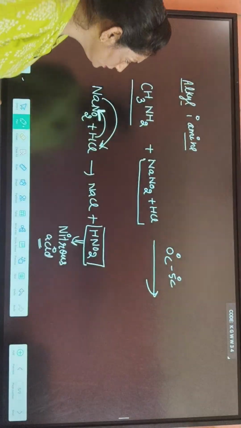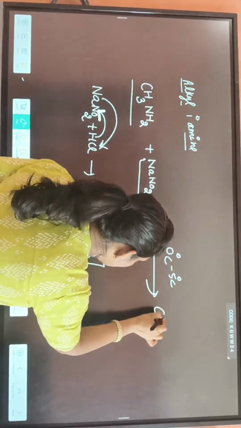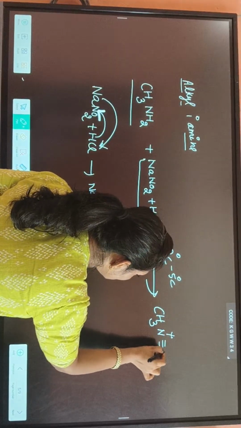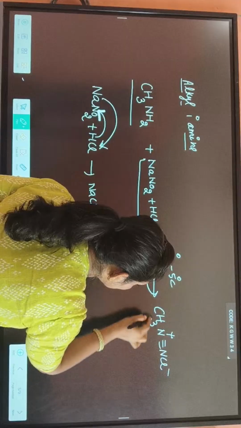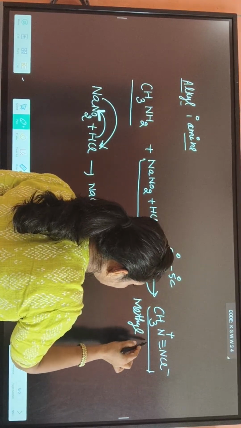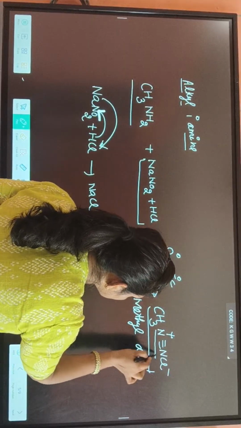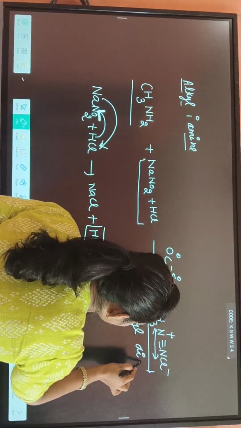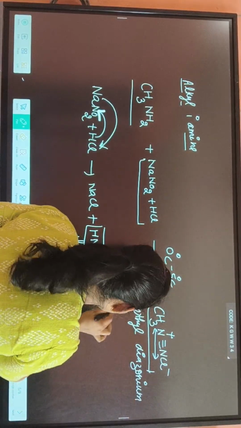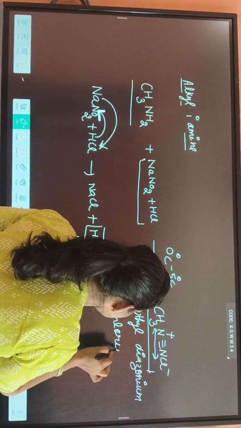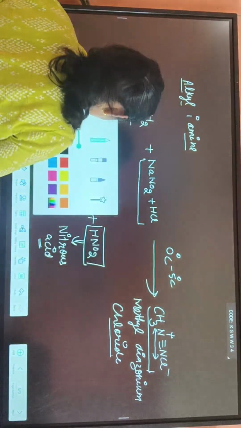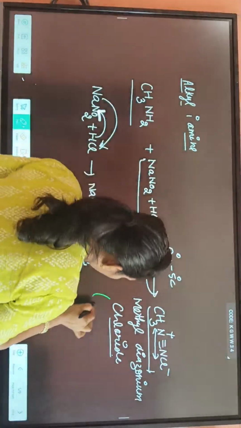Then what will happen? You will get alkyl diazonium chloride. Here you have methyl, so you will get methyl diazonium chloride. This group is diazonium chloride. Students, this one is very unstable.